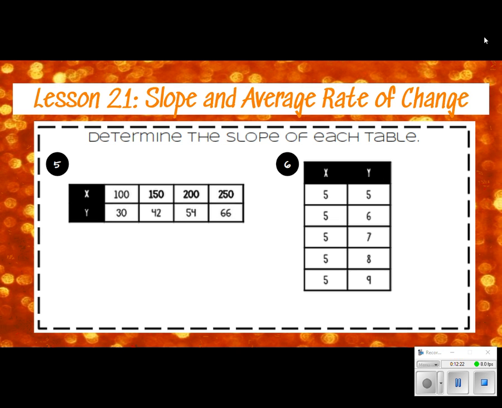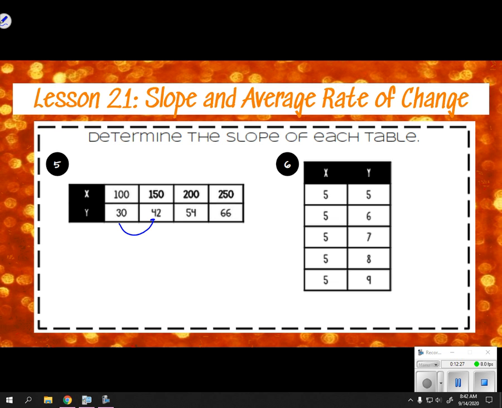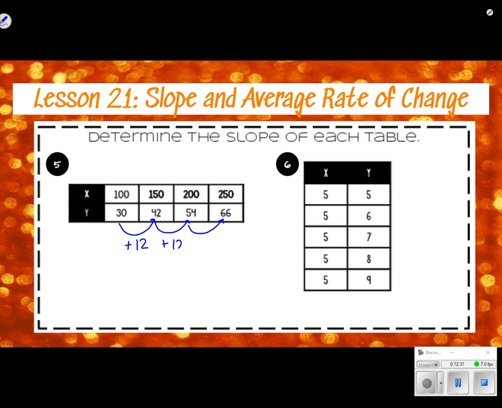All right, we're going to determine the slope of the table. So we're going to look at change in y. How is y changing? It looks like I'm adding 12 each time, over change in x. A lot of times we just have 1, 2, 3, 4 up here, but here we don't. We're adding 50 each time. So change in y over change in x is 12 over 50, and we have to reduce that, so 6 over 25.